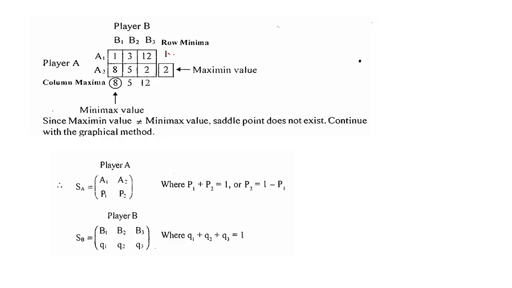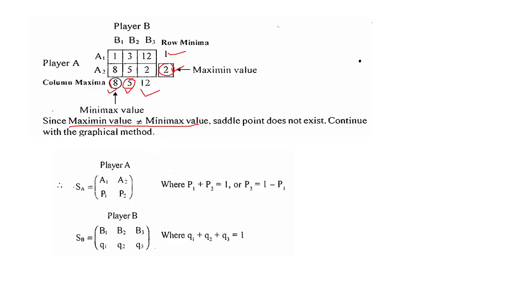Among this, 1 minimum, 2 minimum, 8 maximum, 5 maximum, 12 maximum. Okay. Here there is no saddle point. Minimum among this is 5. Maximum among this is 2. There is no common point. Max min and min max are different. So you have to use the graphical method.